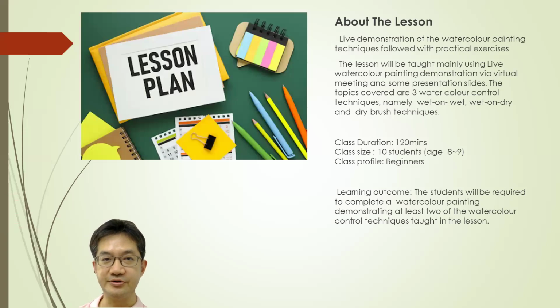The class duration will be 120 minutes. Class size will be for 10 students aged 8 to 9 years old. The class profile will be for beginners. As for the learning outcome, the students will be required to complete a watercolor painting demonstrating at least two of the watercolor control techniques taught during the lesson.